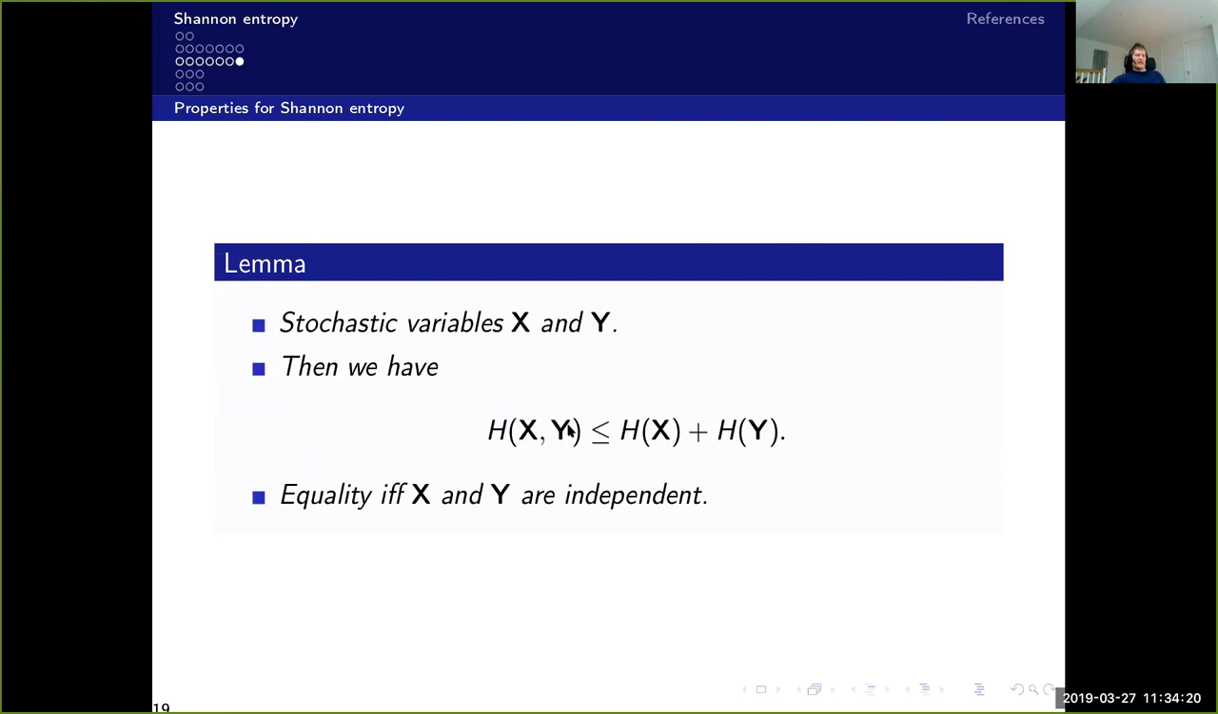So this means that if we roll a die and we make a coin toss, then we can combine them and simply add their entropy. So if x is the coin toss and y is the roll of the die, then we can get the total entropy by summing these up, because these two events are independent.